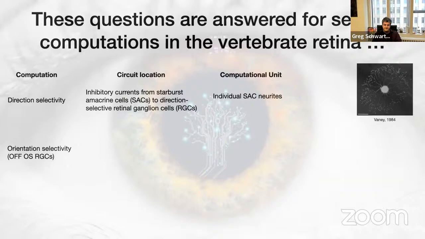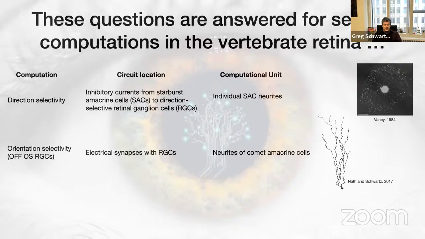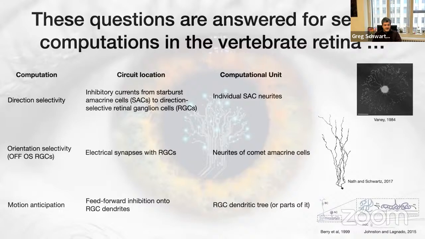Orientation selectivity is another computation that we worked on in my lab, actually. For the OFF-OS RGCs, the circuit location turns out, surprisingly, to be an electrical synapse with RGCs, a gap junction. And the computational unit is the neurites of this common amacrine cell that we discovered, or rediscovered in mouse. Motion anticipation is another famous computation. Feedforward inhibition onto RGC dendrites can do that. Therefore, the computation takes place in the RGC dendritic tree or parts of it. A lot of people have worked on this. Michael Berry has a famous old paper on this. Leon Lagnado's lab had an excellent paper in 2015 that showed the ubiquity of this circuit in different places. So these are just a few examples. There are many more.